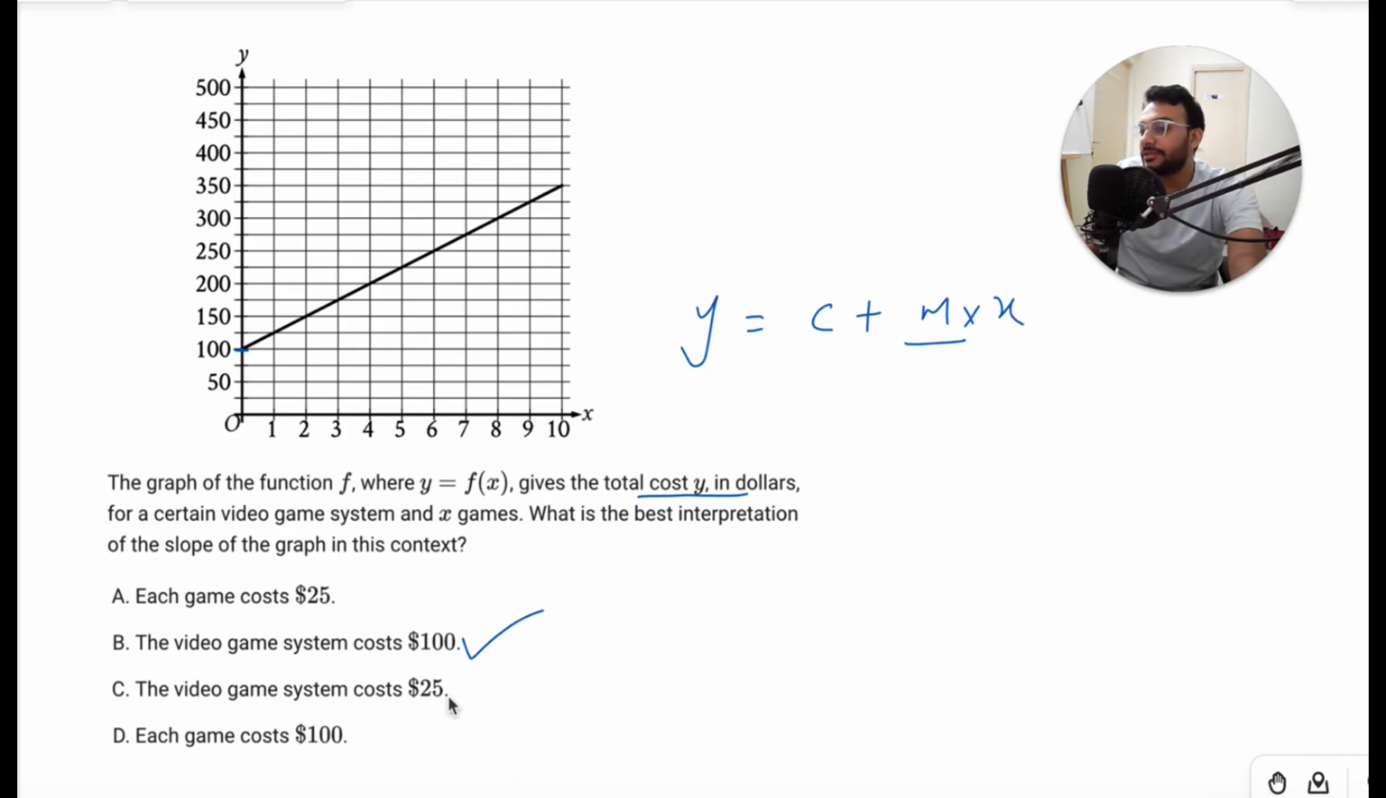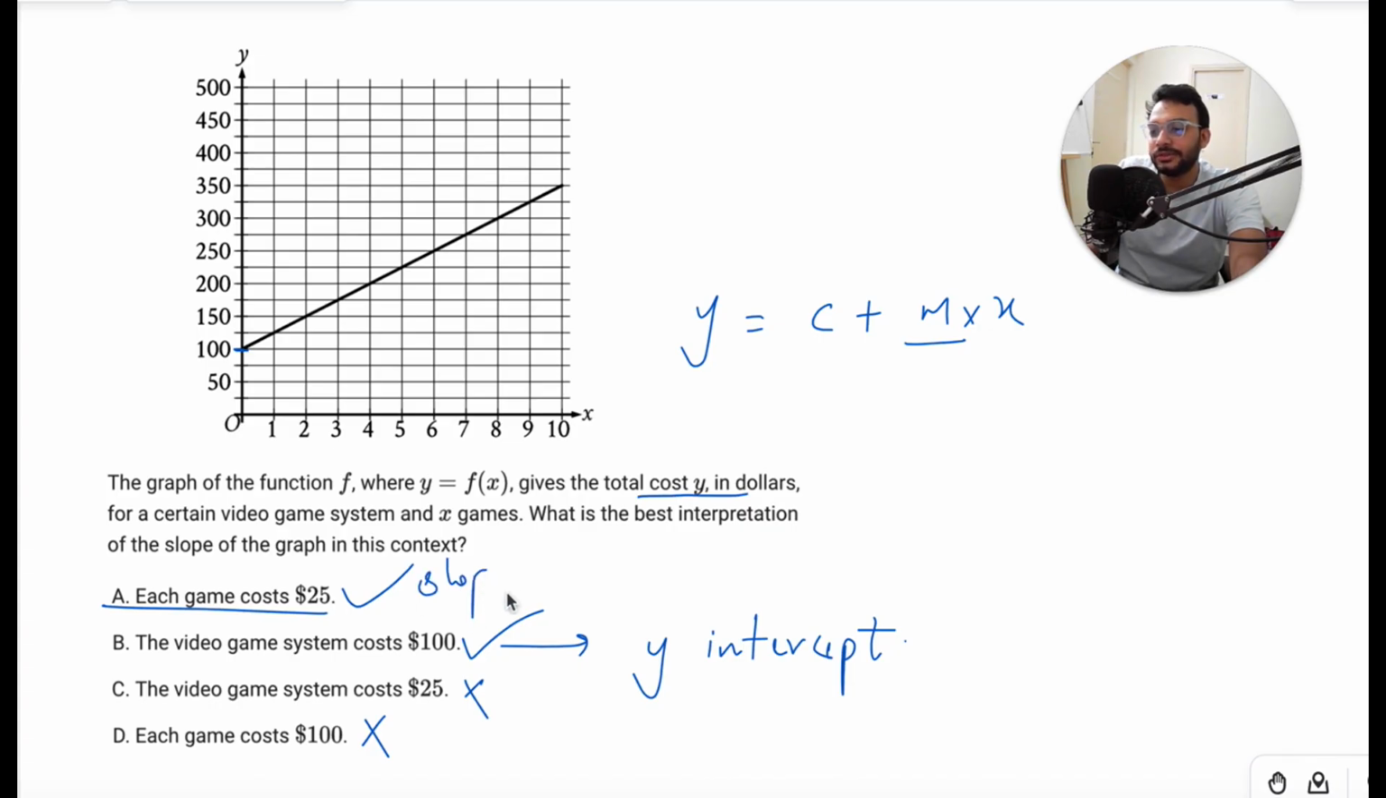The video game system costs $25? No. Each game costs $100? No. So each game costs $25. This is the best interpretation of the slope. Although statement B is also correct, it's not the interpretation of slope, it's the interpretation of the y-intercept, whereas statement A is the interpretation of slope. Okay, let's go ahead to the next one.